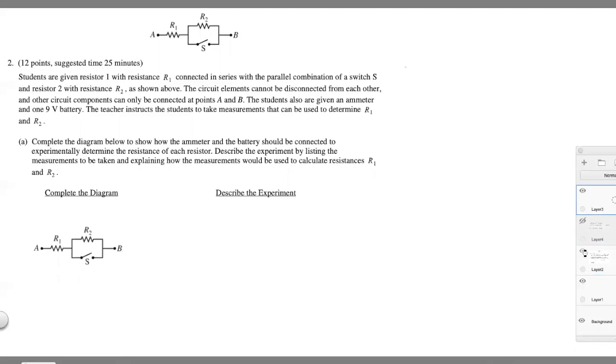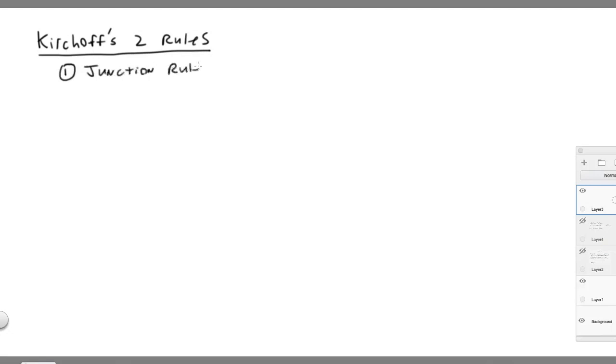So the background information for this, I want to talk about Kirchhoff's 2 rules. So this will be important for solving this AP question. Kirchhoff's 2 rules. The first one is called the Junction Rule, which we're not gonna use in this problem, but it's important to know. And then the loop rule.